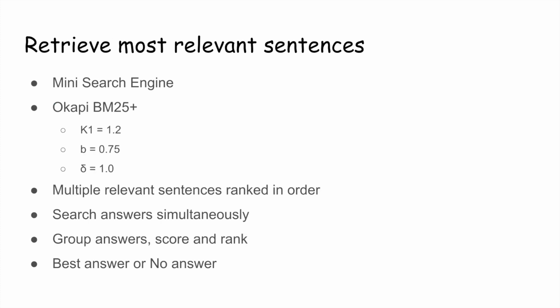The second stage of question answering is to retrieve the most relevant sentence out of the article. We build a mini search engine based on the Okapi BM25 algorithm. For each question, we retrieve several sentences, search answers from all of them, rank the generated answers, and choose the one with the highest score. If no answer can be found, we honestly tell you we can't answer this question.